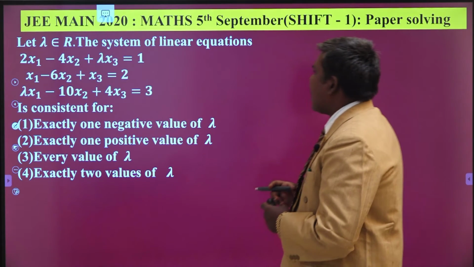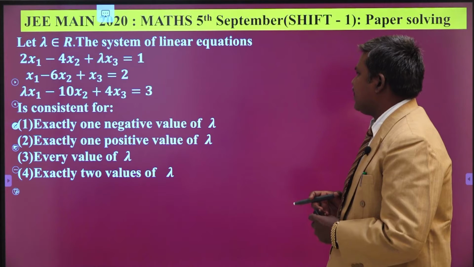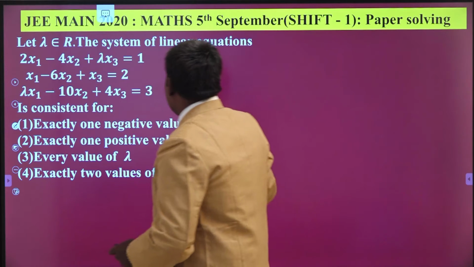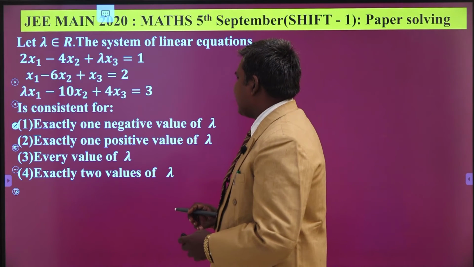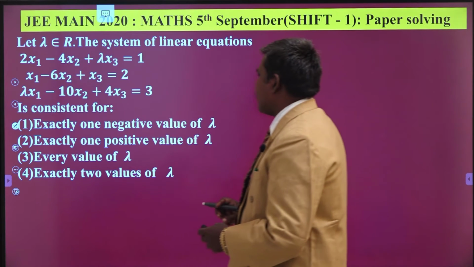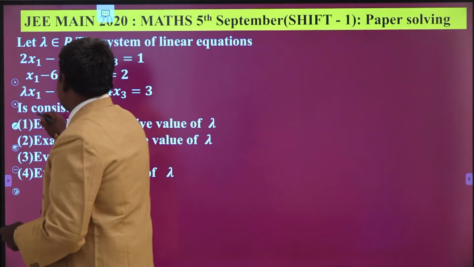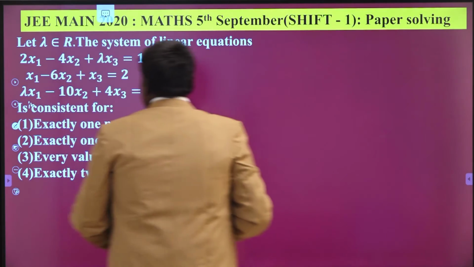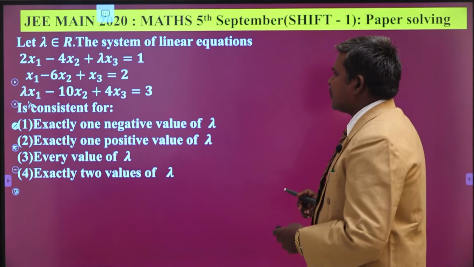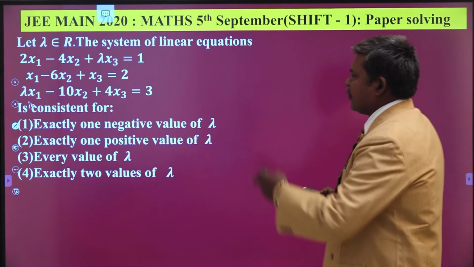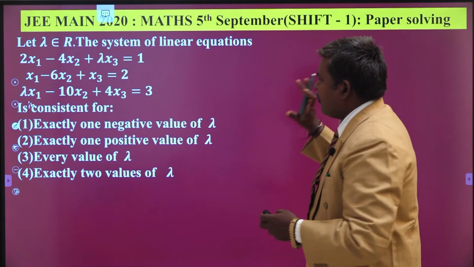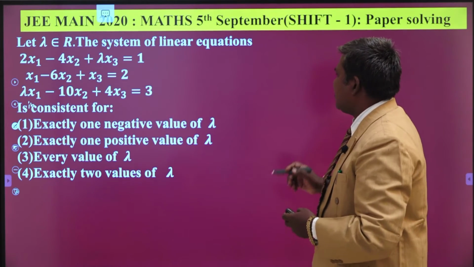Let lambda belong to R. The system of linear equations, three equations given to you, is consistent for exactly one negative value of lambda and exactly one positive value of lambda. Every value of lambda, exactly two values of lambda is inconsistent, I think so. They are asking, is inconsistent for what? Here 2x1 minus 4x2 plus lambda x3 is equal to 1, x1 minus 6x2 plus x3 is equal to 2, like that. So I am considering one system of three equations.